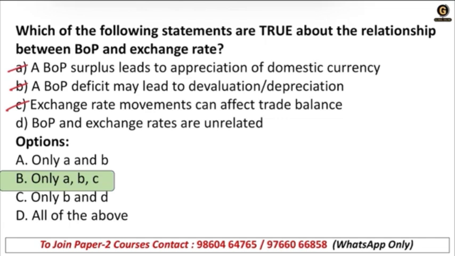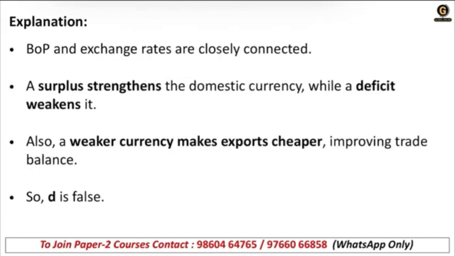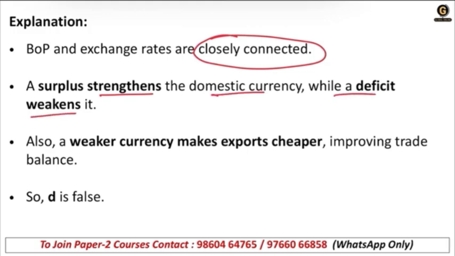BOP and exchange rates are unrelated, right? These are related. It's not unrelated. See, BOP and exchange rates are closely connected. There is a big connection between both. When exchange rates or currency appreciation and depreciation are happening, it will directly affect the BOP. A surplus strengthens a domestic currency while a deficit weakens it. Correct. Also, a weaker currency makes exports cheaper, improving trade balance. Right. And D is false.